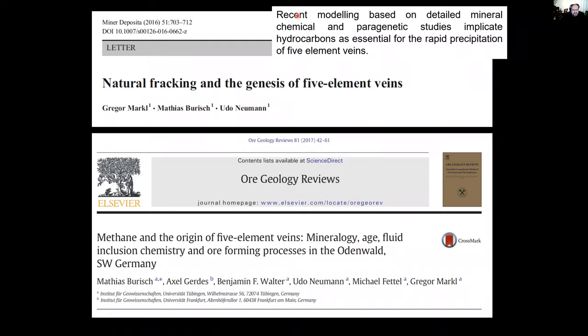And then in 2016 and 2017, there were two papers published by researchers in Germany that I think really took a new perspective, looked at a new aspect of these from the point of view of mineral chemistry and paragenetic studies. Gregor Markel and Matthias Burrisch and their co-authors argued that these deposits require interaction of several different fluid phases, but that importantly, hydrocarbons may have played a role, and that is an essential mixing process between hydrocarbons and metal-bearing fluids required to drop metals out rapidly to form these five-element veins.